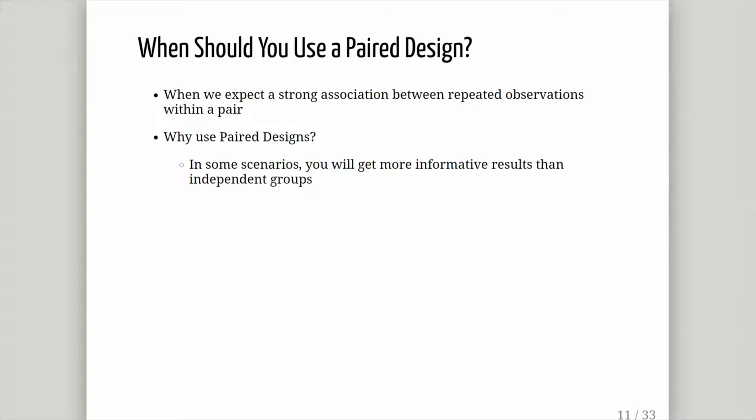Okay, you shouldn't use paired designs all the time. I did say that they have benefits over independent groups, but it's not like you can just turn any design into a paired design. I suggest using paired designs if you expect a strong relationship between observations within a pair. So if you're working with twins, definitely use a paired design. If you're working with people that will be related to each other, use a paired design. Or animals that are in the same family, use a paired design.